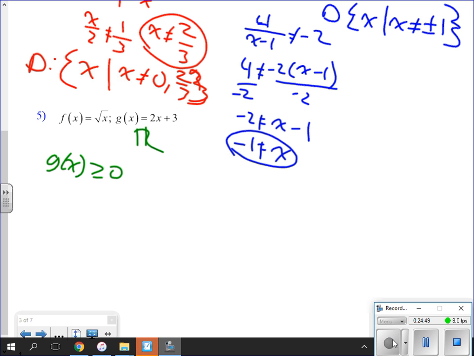Because if I'm taking f composed of g, that means g needs to be greater than or equal to 0. So that means 2x plus 3 needs to be greater than or equal to 0. Subtract 3. 2x is greater than or equal to negative 3. x is greater than or equal to negative 3 halves. Okay. Why is it greater than or equal to? Can I take the square root of a negative number? Can I take the square root of 0?